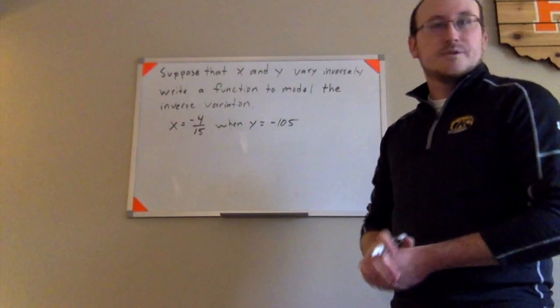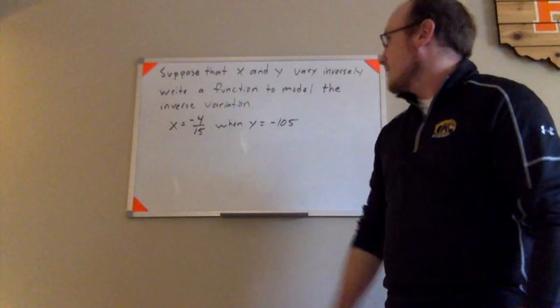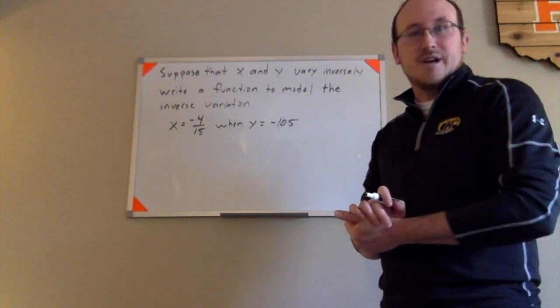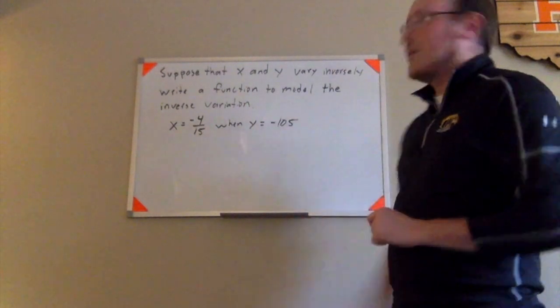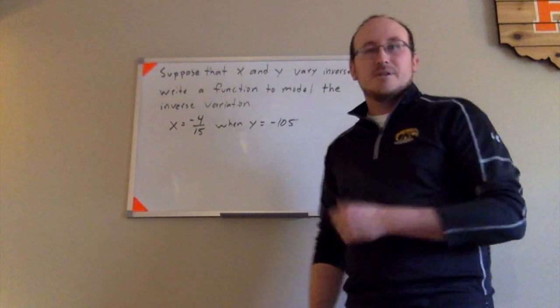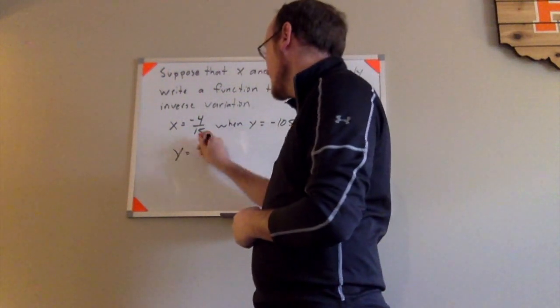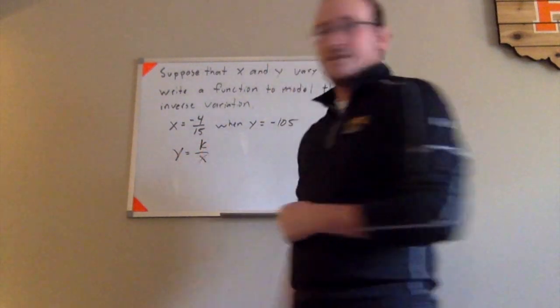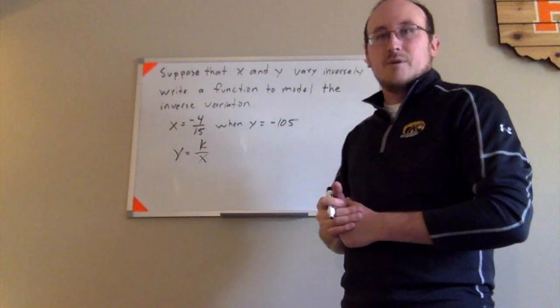Looking at this problem, we're told to suppose that x and y vary inversely. They want us to write a function to model the inverse variation. So here we're told that x is negative 4/15 when y is negative 105. That's our given information. We have to know that inverse variation functions will take the form y equals k divided by x, instead of y equals k times x for the direct variation. And then we can plug in what we know.